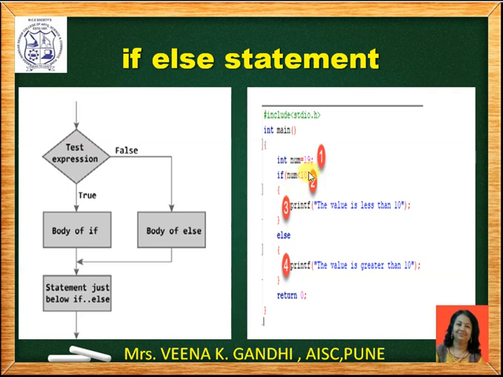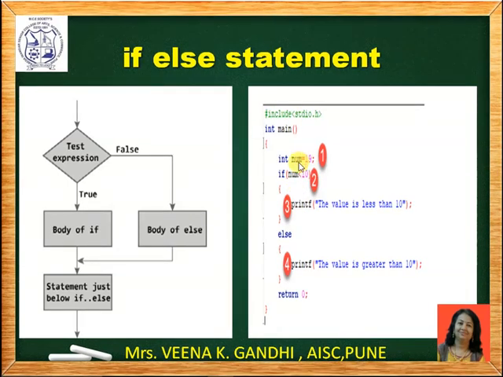Now here the num value is 19. Is it less than 10? So the if condition fails, 19 is not less than 10. So it will skip the printf statement and control will transfer to the else part. So in the else part it will printf the value is greater than 10.